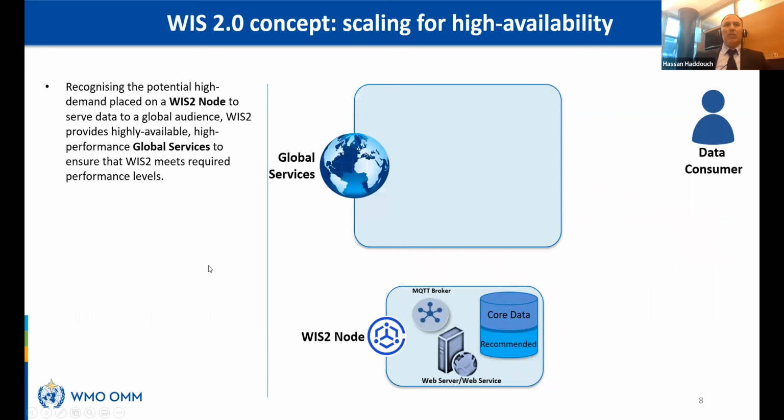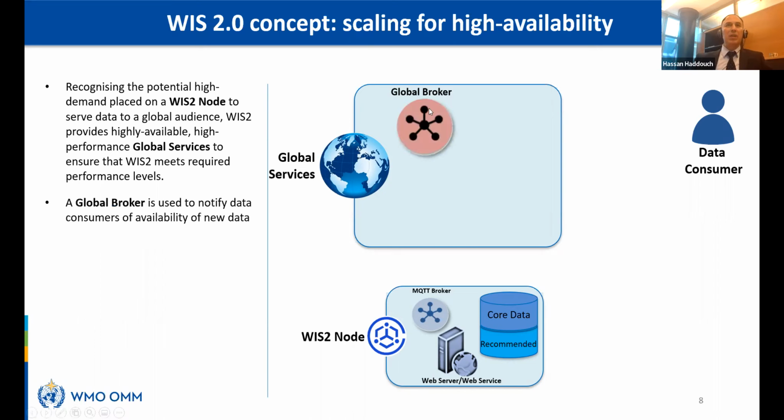And recognizing the potential high demand placed on the WIS2 node to serve data to a global audience, WIS2 provides highly available, high performance global services to ensure that WIS2 meets the required performance levels. For that, for example, a global broker is used to notify data consumers of the availability of new data.